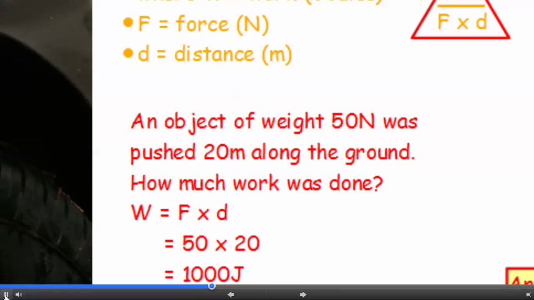So let's do a worked example. An object of weight 50 newtons was pushed 20 meters along the ground. How much work was done? Well, W equals F times D, 50 times 20, which is 1,000 joules. Easy.